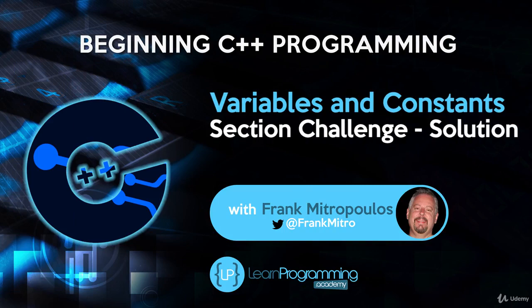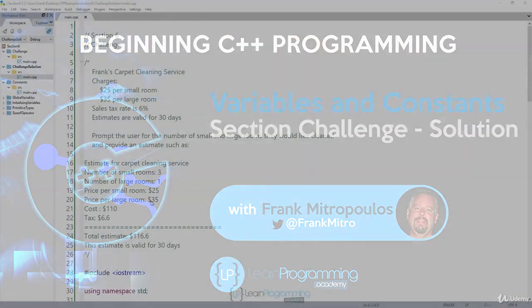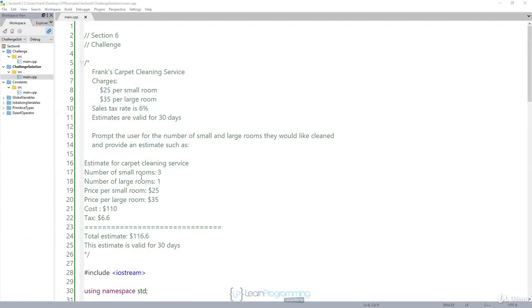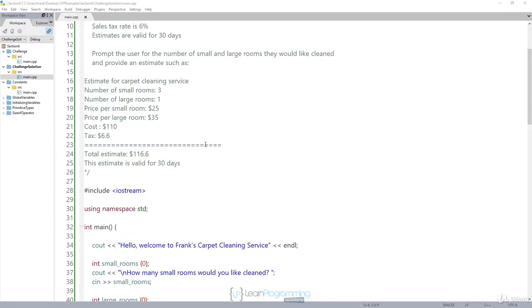Welcome back. I hope you had fun trying to solve the problem. I'm sure you did great. As you noticed in the workspace, I created the challenge, which just created an empty shell for the problem. And I've also got the challenge solution, which has my solution to the problem. Okay, so let's start looking at the code here.